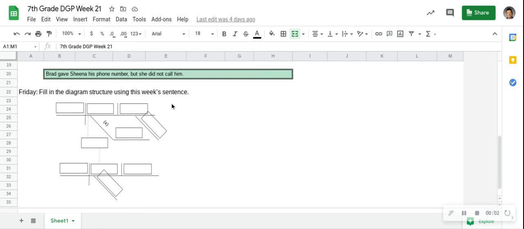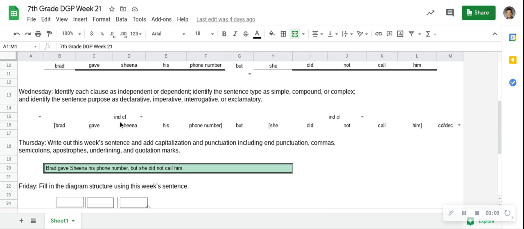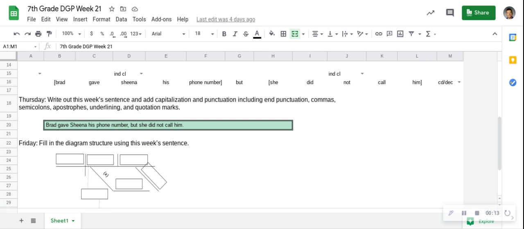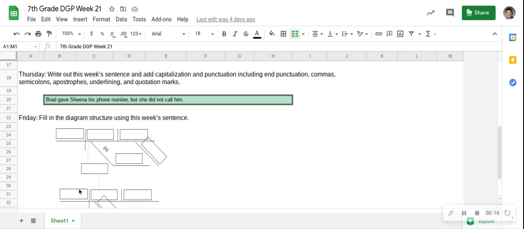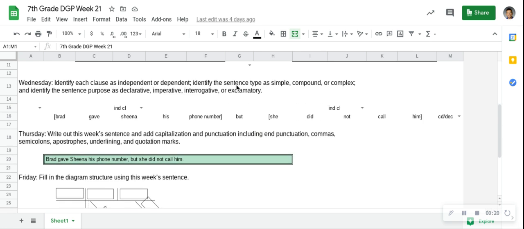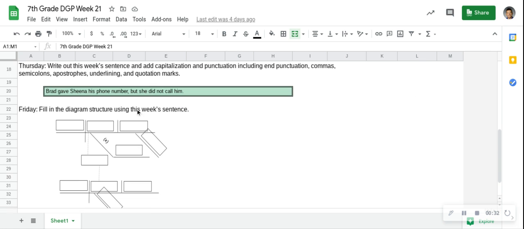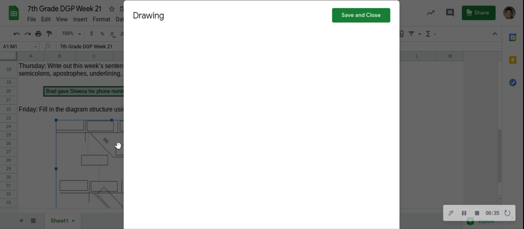All right, DGP Friday. So we got: Brad gave Sheena his phone number, but she did not call him. If we look at Wednesday, we have our two clauses separated, right? So we're two clauses, one clause and then our second clause, and they're combined by a conjunction, which is exactly what we have there, okay? Now, it's always subject, verb, and then if there's a direct object, we use the direct object, okay? There is an indirect object, which is what we'll look at with our first one.